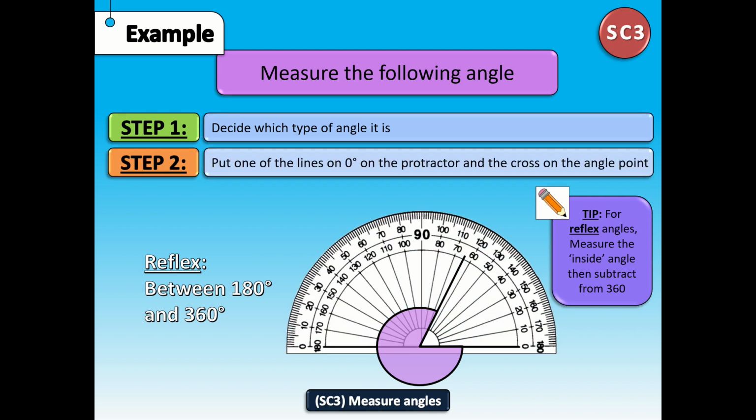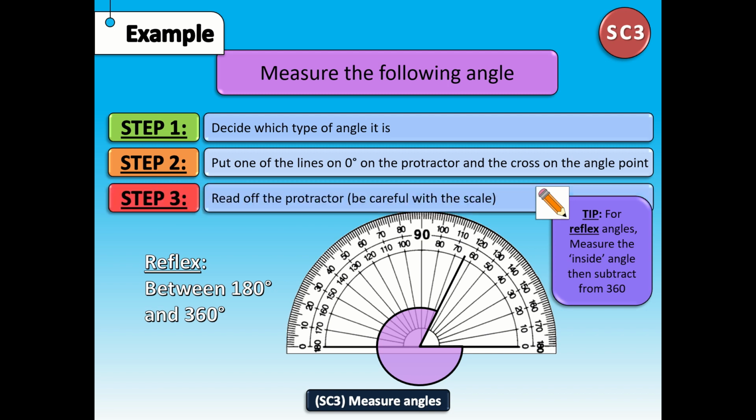So we measure the inside angle first. So this angle, there's our line, and that's going to be 62 degrees. Now we know a reflex angle is between 180 and 360 degrees, so we've got to take that 62 away from 360, and that will give us the outside angle. So that's 298 degrees.